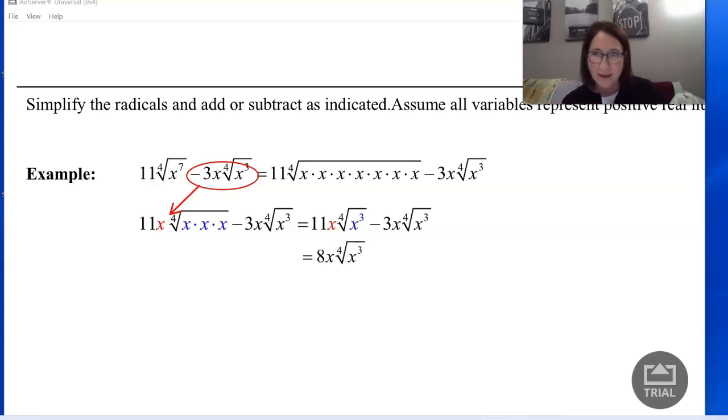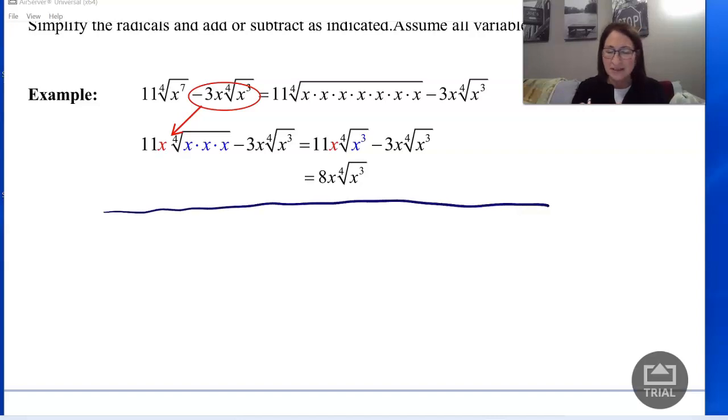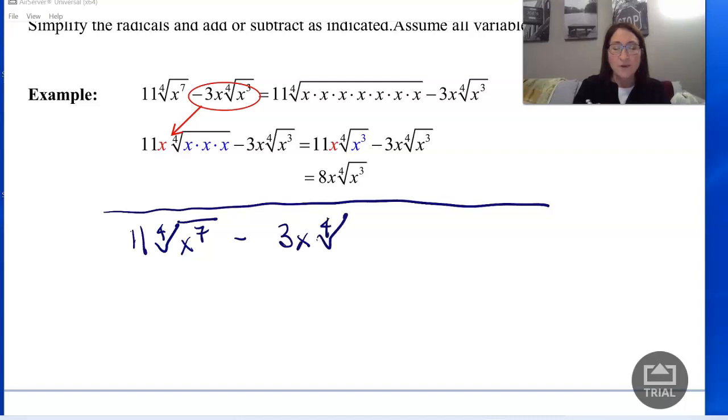Not my favorite way. I'm not a true fan of expansion. I just think it can create a lot of problems. It's easy to make an error. So let's rewrite this original problem here, and let's try it a slightly different way. So let's take 11 and the fourth root of x to the 7th minus 3x fourth root x cubed.